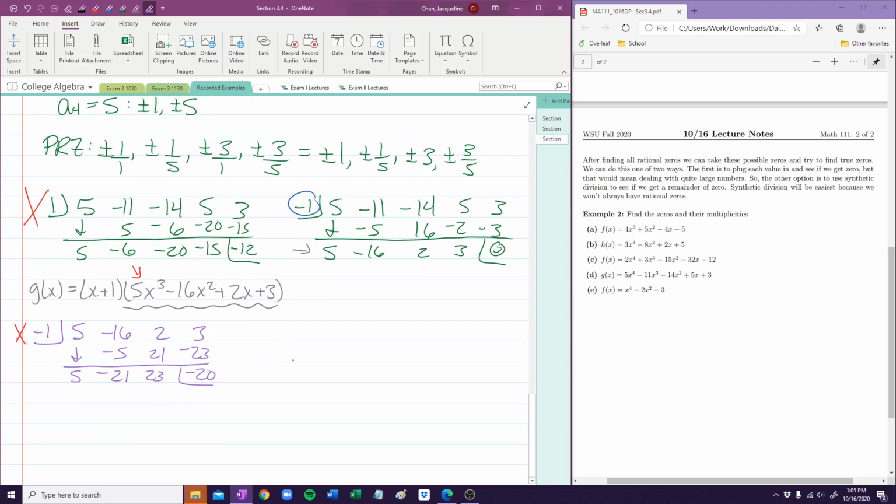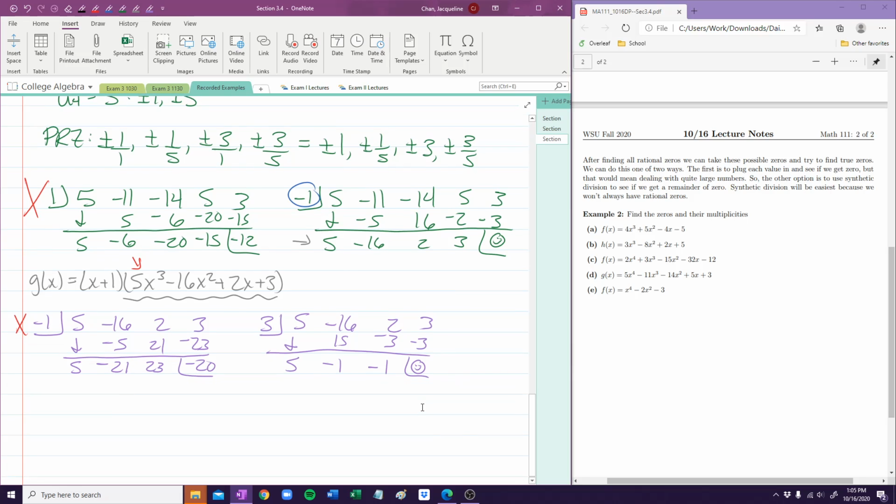So, let's continue. What else can I pick? We could do 1/5, but I usually try to avoid the fractions. So I'm going to do 3. Again, I'm going to take this 5, negative 16, 2, and 3. And let's go. So this is 5, 15, negative 1, negative 3, negative 5, negative... yep. So luckily, 3 is a 0.